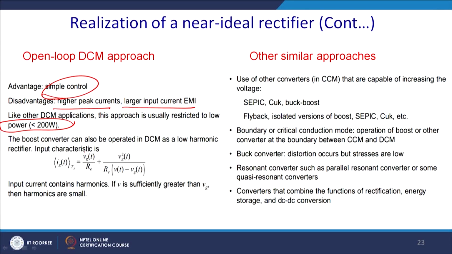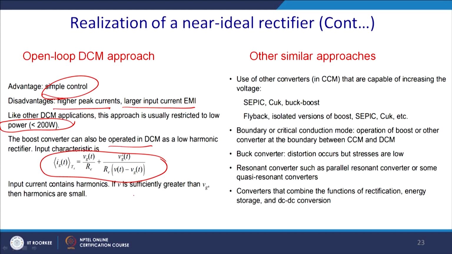The boost converter can also be operated in DCM as a low harmonic rectifier, and its input characteristic is given by this: ig(t) equal to Vg by Re plus Vg squared by Re times (V minus Vg). So, in discontinuous conduction mode you cannot get rid of the problem of THD. Input current contains harmonics. If V is sufficiently larger than Vg, then the harmonics will be small. So, that is all about it.